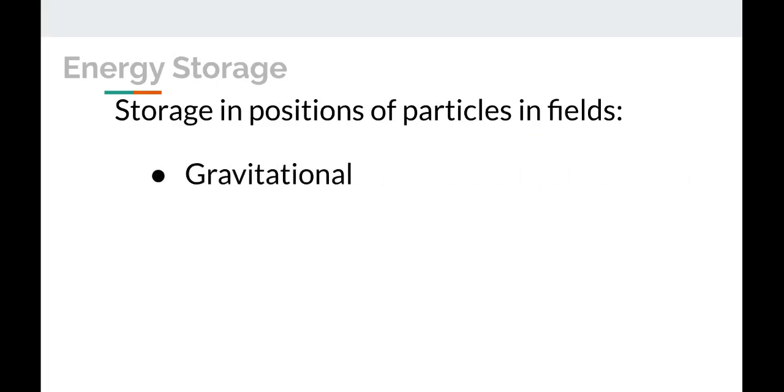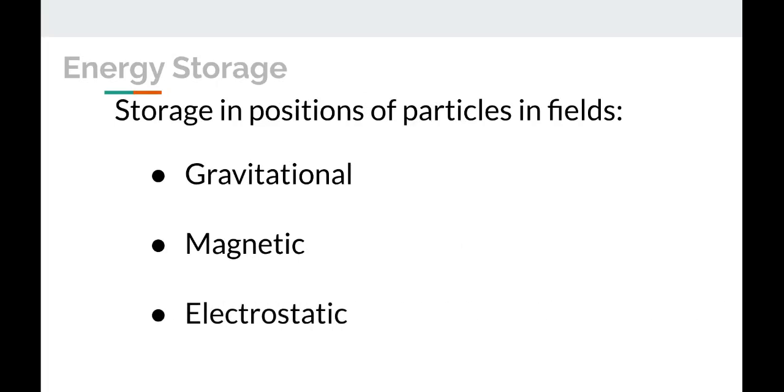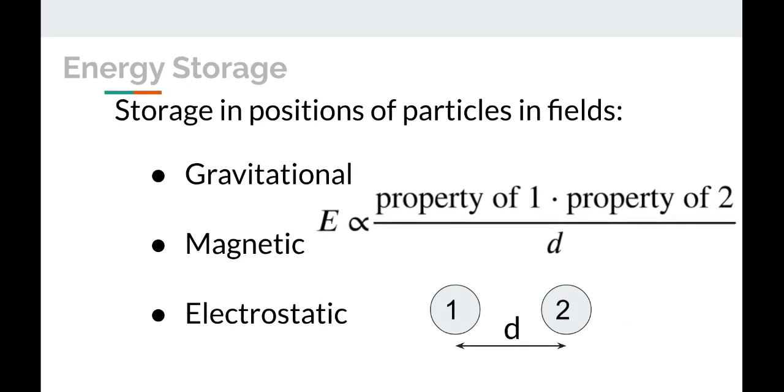One of these is a gravitational field. Another one is magnetic. And a third one is electrostatic. And this is the one that's the most important for our purposes. But all of these share in common with each other a sort of math pattern that they all follow. The energy storage is proportional to the product of two properties multiplied together and then divided by the distance between the two objects that are storing this energy in their positions.